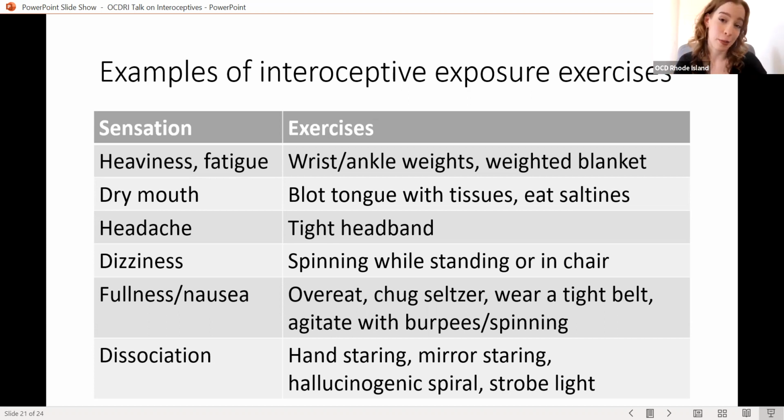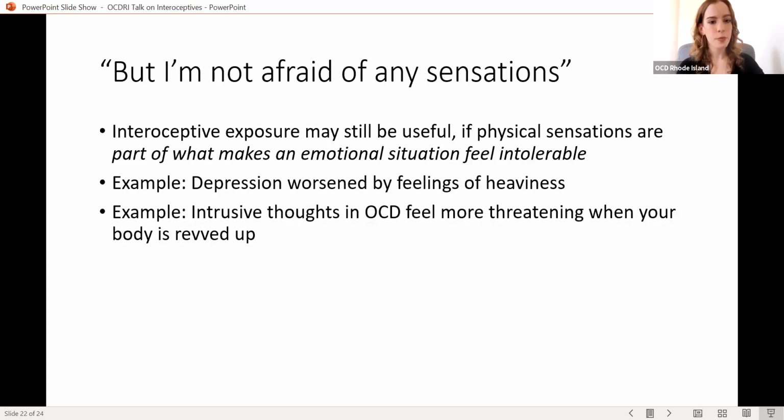So really, the sky's the limit is the point here. And we would tailor the exercises to whatever the person needed practice getting comfortable with. All right, so what if you're sitting here thinking, okay, I'm not afraid of any sensations, that is not my problem. Well, first of all, you may be right.